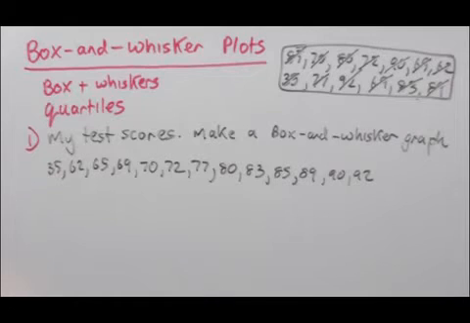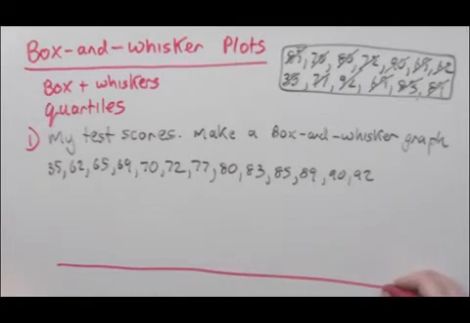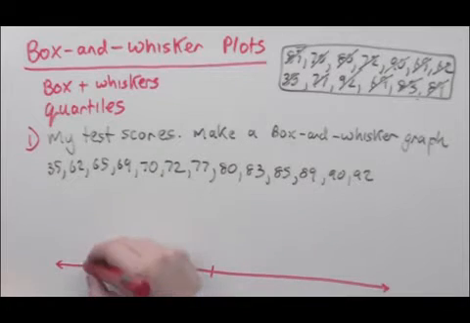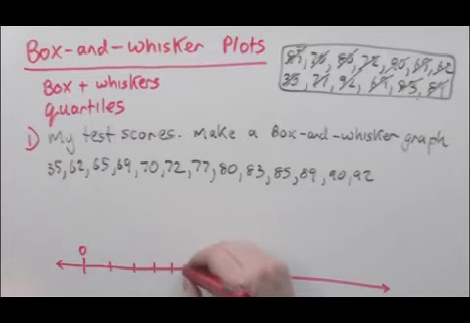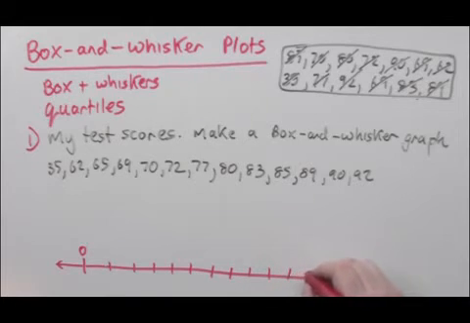So what I need to do here is draw a box and whisker graph. The first thing I'm going to need is a number line. It went off to the side a little bit, but it doesn't matter, you'll still get the idea. Since the lowest number here is 35, I'm going to put 0 all the way over here and go up in 10s: 50, 60, 70, 80, 90, 100, actually it goes to 110.